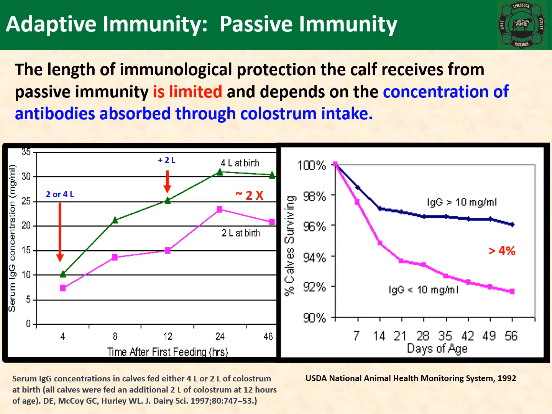It's important to note that the immunological protection provided by passive immunity is limited and is highly dependent upon the concentration of antibodies absorbed through the colostrum intake. As these graphs depict, the amount of colostrum intake determines the subsequent circulating antibodies in the calf, and lower concentrations of antibodies earlier in life can significantly influence the overall survival of the calf.